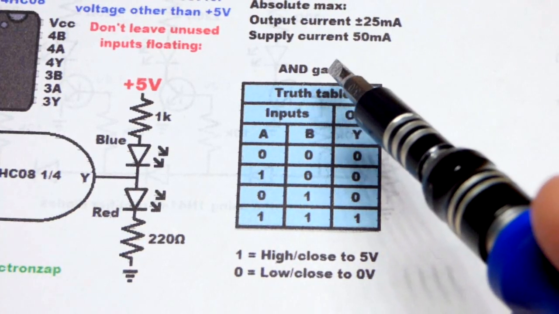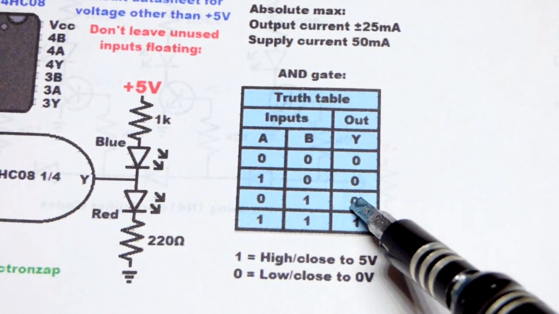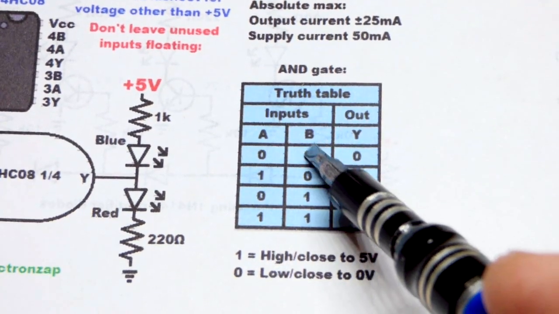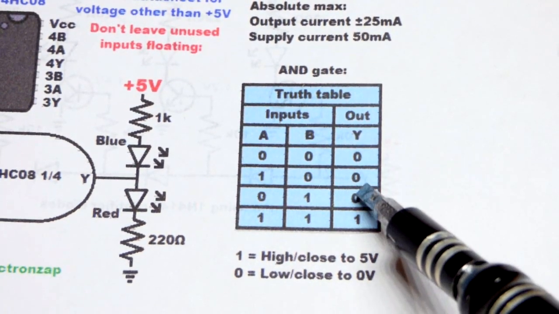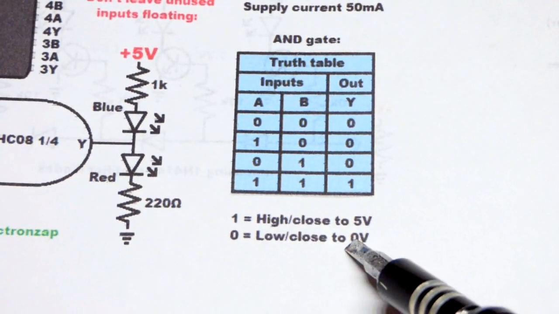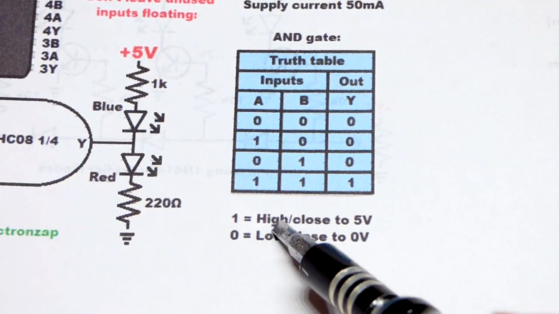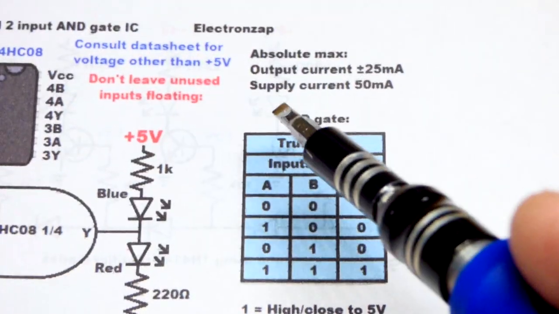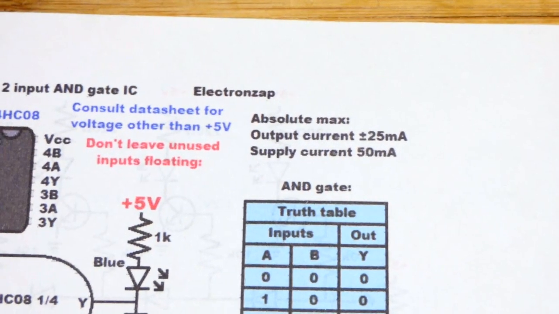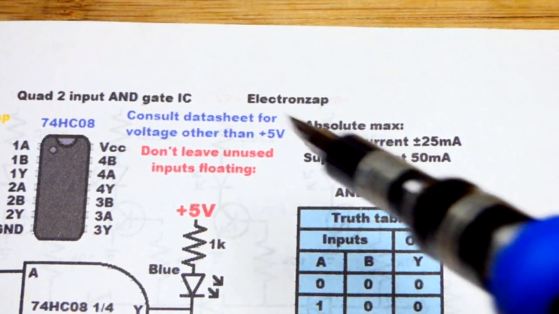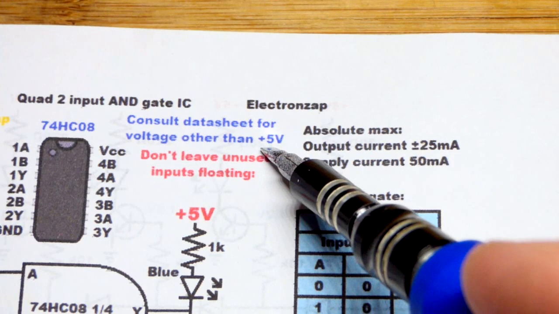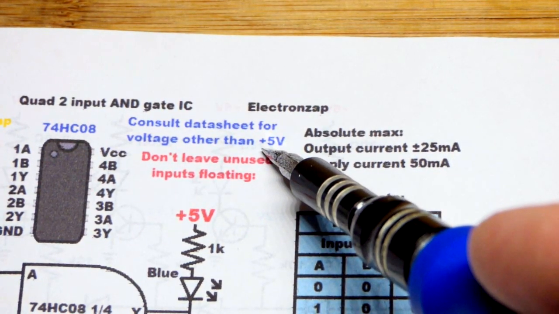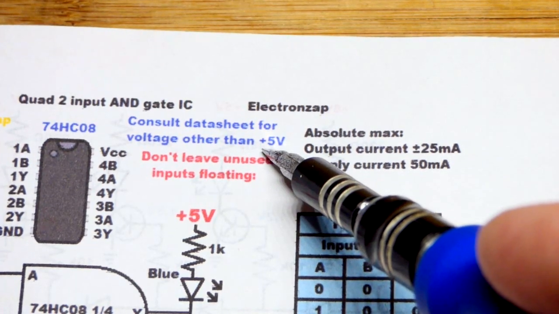The AND gate circuit has the basic property of the output being low unless all of the inputs are high. If one or more of the inputs are low, then the output will be low. In this case, low is close to 0 volts, ground, and high is close to 5 volts because we're using a 5 volt power supply. With these 7400 series integrated circuits, you really want to use 5 volts unless you check the data sheet and make sure that whatever voltage you want to use is okay for that particular integrated circuit.